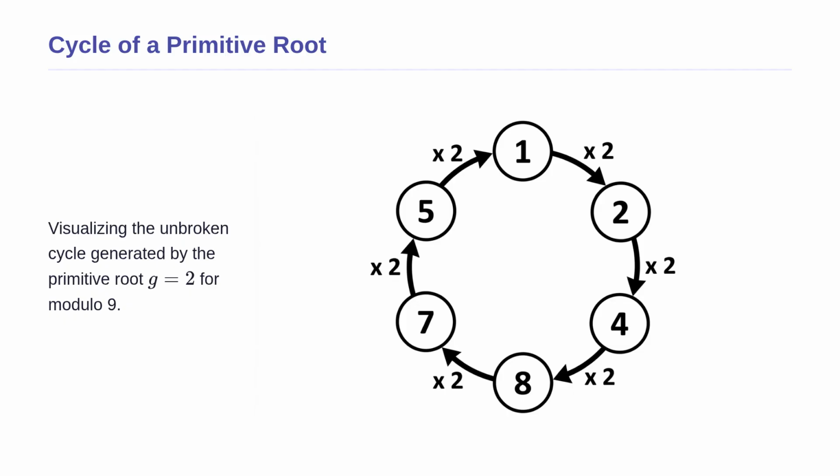To truly understand what just happened, let us look at this visually. This diagram proves why the number 2 is a master key for the clock size of 9. Notice how multiplying by 2 forces you to jump from one valid number to the next in a perfect unbroken circle. No valid number is skipped and no number is visited twice before the cycle finishes. This complete unbroken circle is the visual definition of a primitive root. If we had chosen a bad key, the circle would have closed too early.